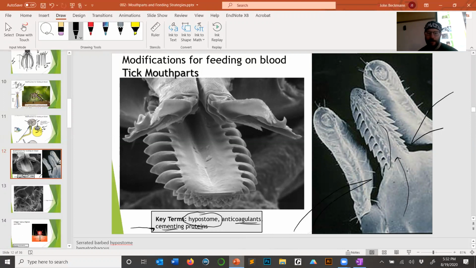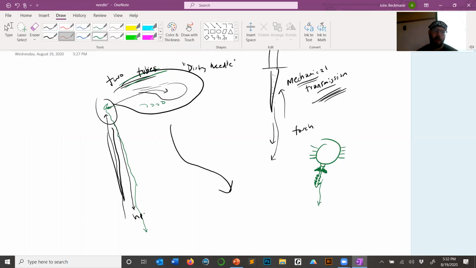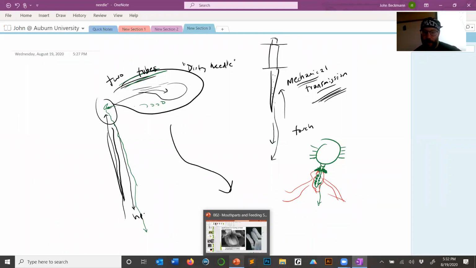Yeah, it prevents your blood from clotting. So both mosquitoes and ticks have these. So not only is it spitting out cementing proteins, but it's spitting out anticoagulants such that your blood keeps coming to this area and keeps flowing so that it can keep sucking up your blood. There's so many evolutions here to make this work.